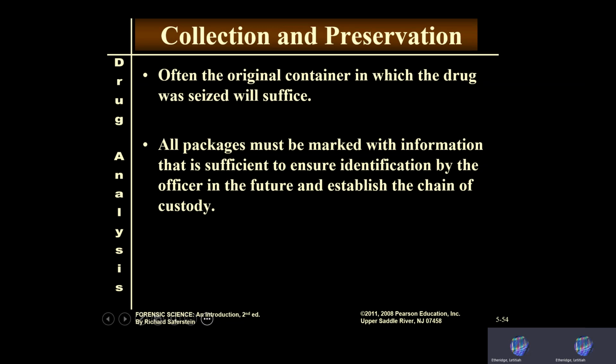All packages have to be marked with information that is sufficient to ensure that the officer knows what it is, okay? Because you're definitely going to want to have that on your chain of custody. It's going to be a problem if you're like, I don't know, unknown sample 1, right? You might want to put unknown white powder and where it was from, just so that it is as specific as possible for the chain of custody.